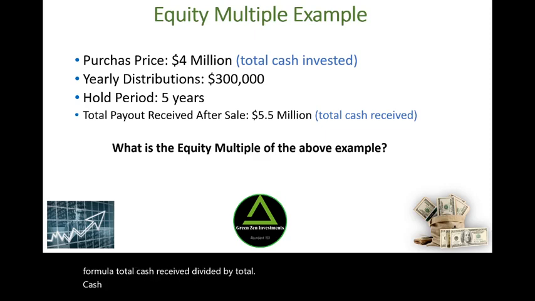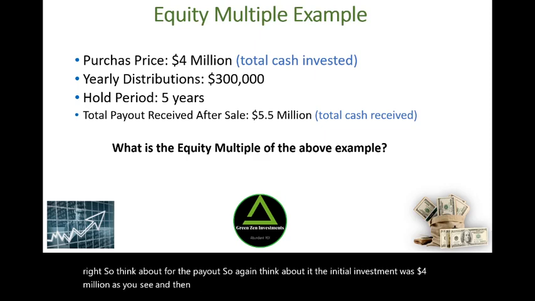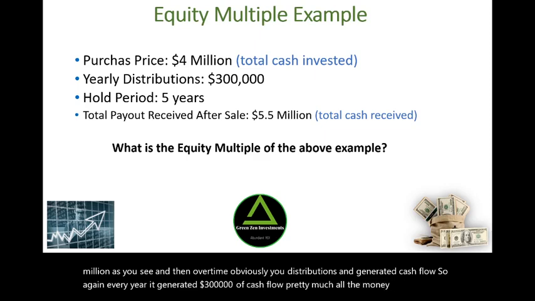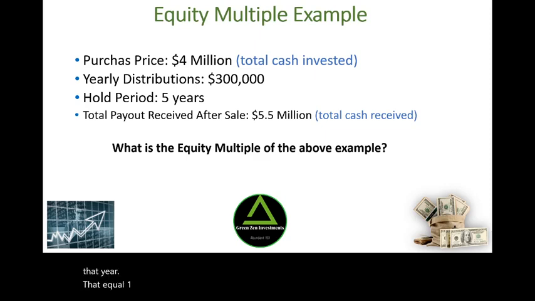So you may be asking, well, how did you come to $5.5 million for total cash received? So think about the payout. The initial investment was $4 million, as you see. And then over time, obviously, you took distributions and generated cash flow. Every year it generated $300,000 of cash flow, pretty much all the money you made for that year. And that equals $1.5 million over 5 years. So 300,000 times 5, which is the holding period, equals $1.5 million.